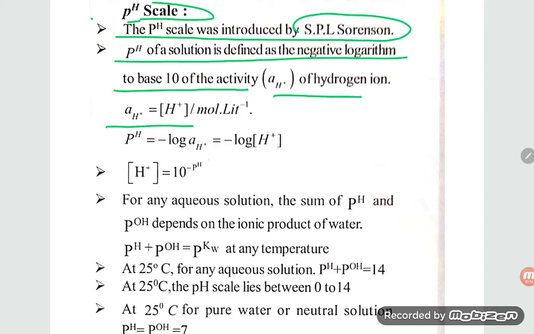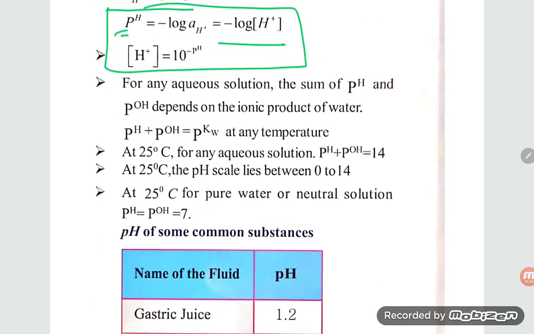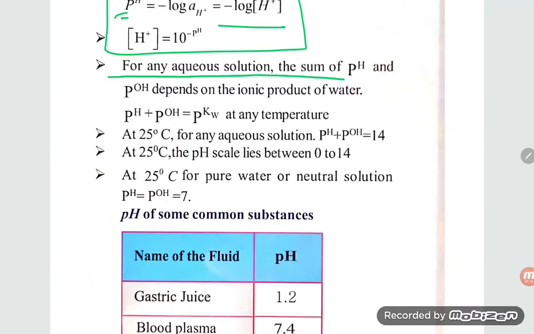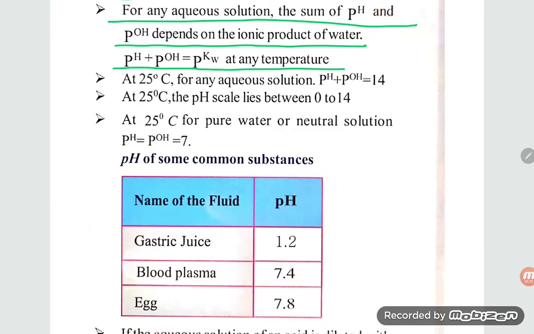And if you are calculating H plus ion concentration, it is equal to 10 power minus pH. So this is the relation, students, that we have to keep in mind: pH is equal to minus log hydrogen ion concentration, or H plus ion concentration is equal to 10 power minus pH. For any aqueous solution, the sum of pH and pOH depends on the ionic product of water, that is pH plus pOH is equal to pKw at any temperature. At 25 degrees Celsius, for any aqueous solution, pH plus pOH equals 14.